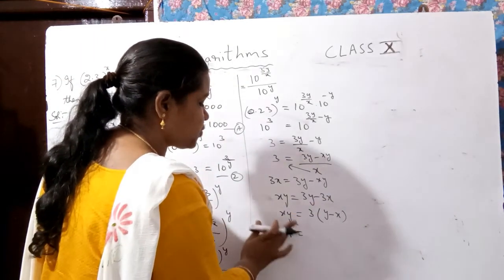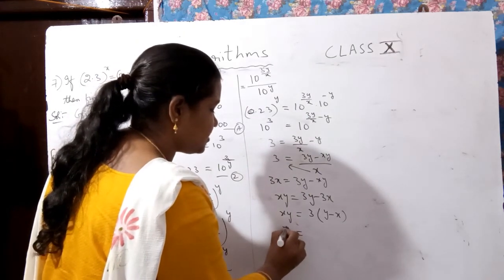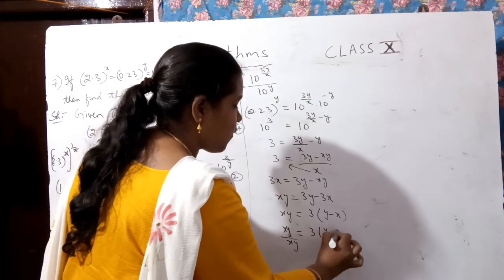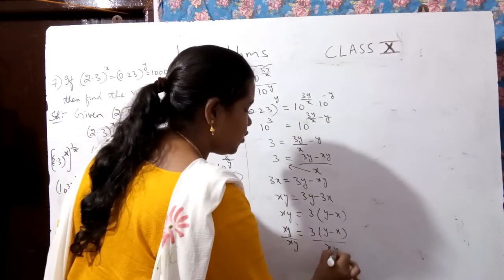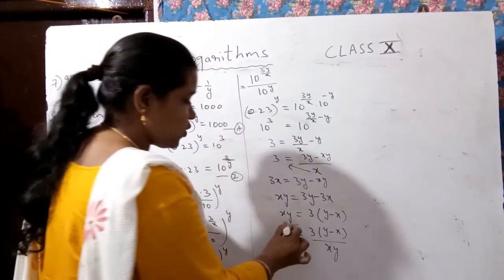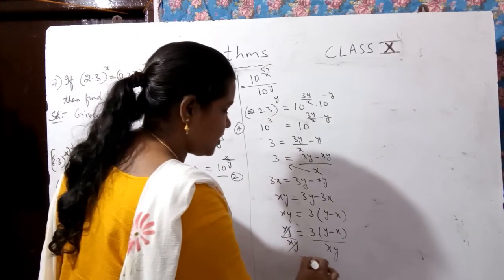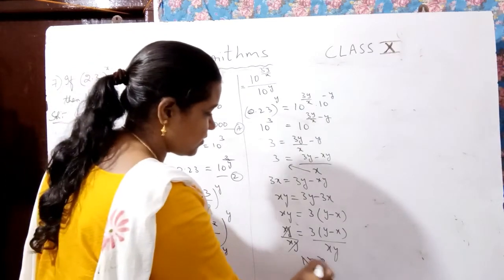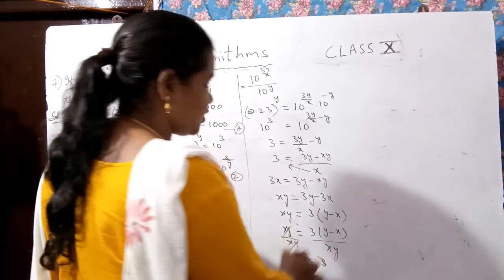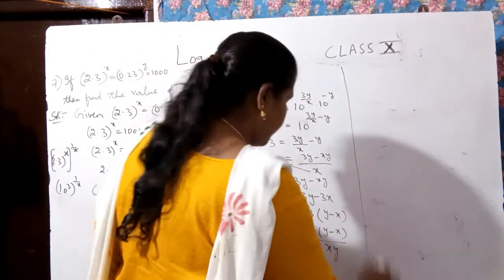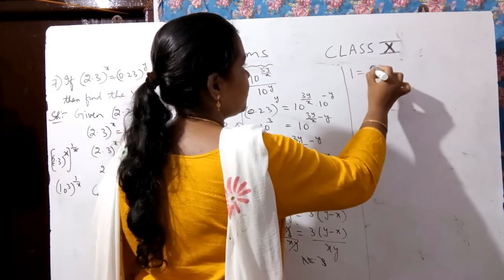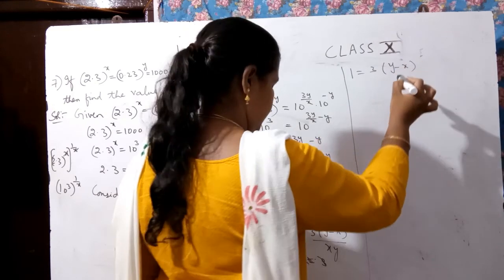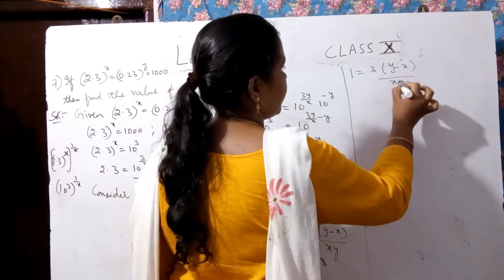Let us take dividing by xy on both sides so that you can understand it easily. xy by xy is equal to 3 into (y minus x) by xy. Dividing both sides by xy, xy gets cancelled. So 1 is equal to 3 into (y minus x) by xy.